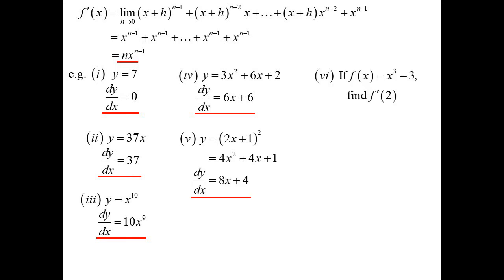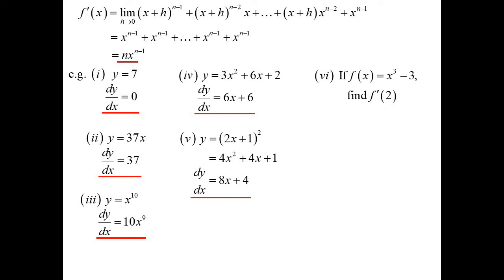So if f(x) is x cubed minus 3, find f dash 2. This is where we've got to be careful. Make sure you read it carefully. The big mistake people make here is to just substitute 2 in because they miss the dash. They say, find f(2). That's not what it's asking. It wants the gradient function, not the function.